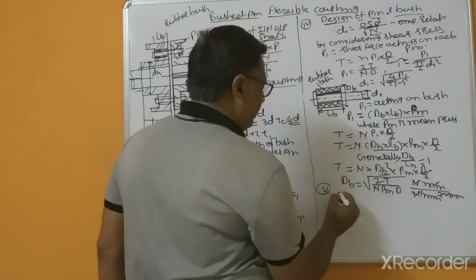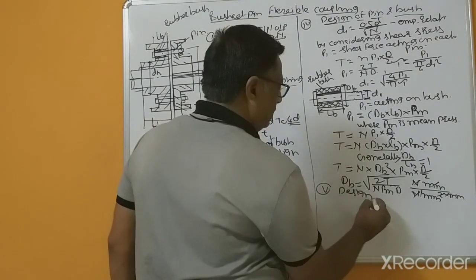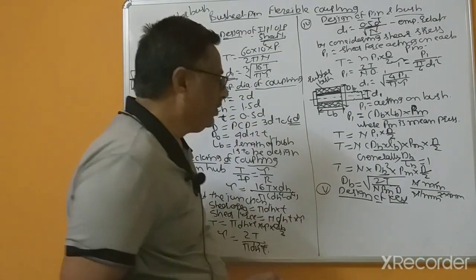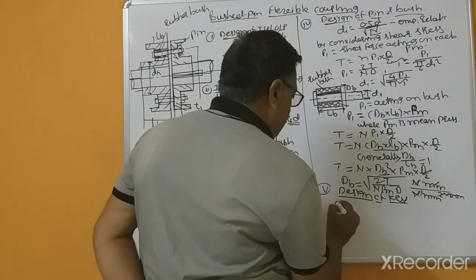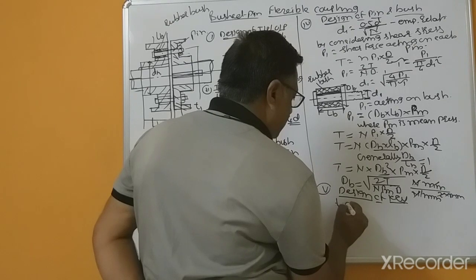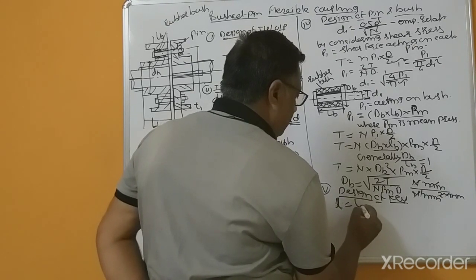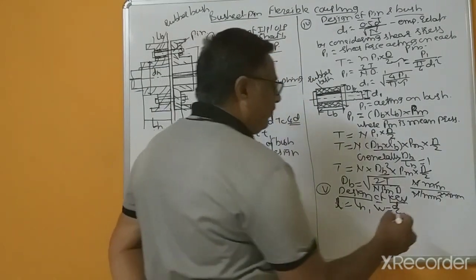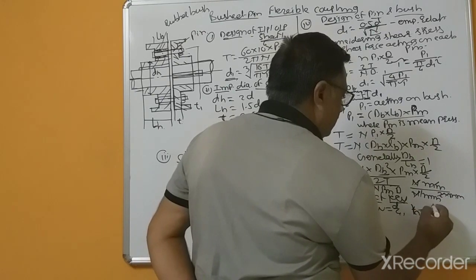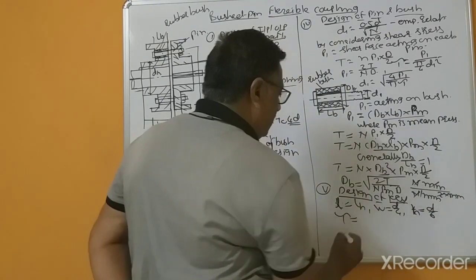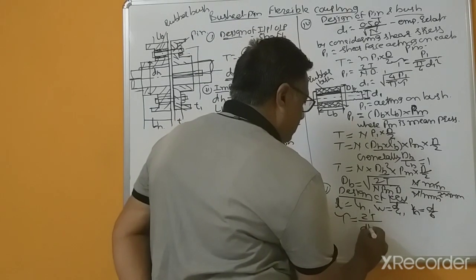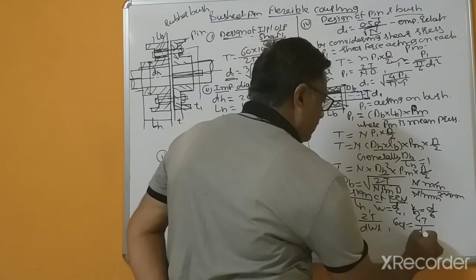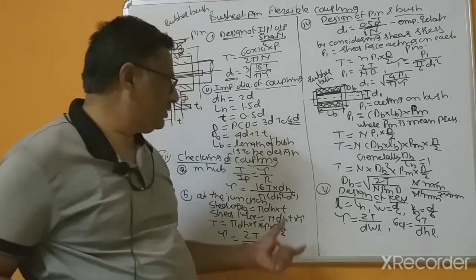Next, fifth step, design of key. Now the dimensions: length of the key, small l, equals the length of the hub, width equals d by 4. Assume this is a rectangular key, and thickness t or h equals d by 6. By using the formula, shear stress equals 2T divided by dwl, and crushing stress equals 4T divided by dhl. So this is the fifth step.